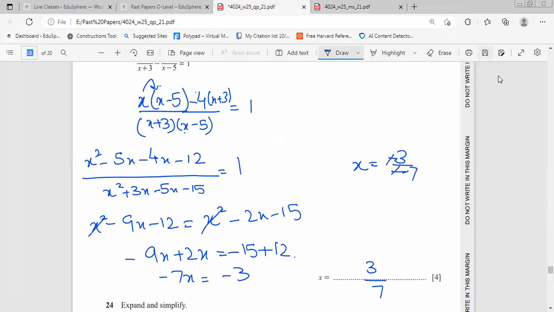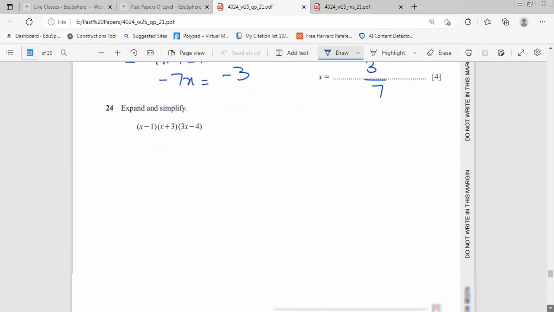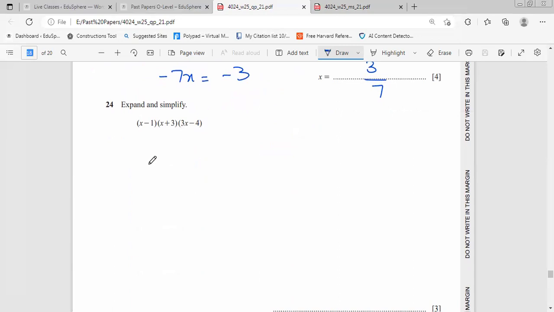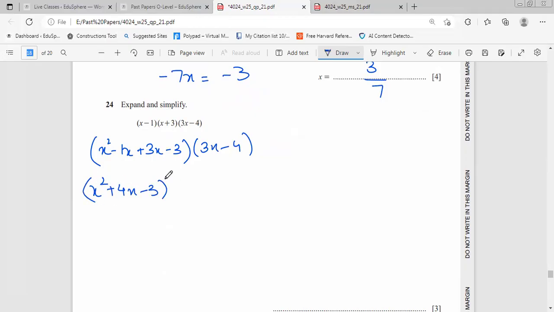Okay, now moving on to this expand and simplify. When we are expanding and simplifying, first I'm going to expand and simplify this one. So it's x squared minus 1x plus 3x minus 3, and then 3x minus 4. Simplifying this, we'll get x squared plus 4x minus 3. And then I have to multiply it with 3x minus 4.